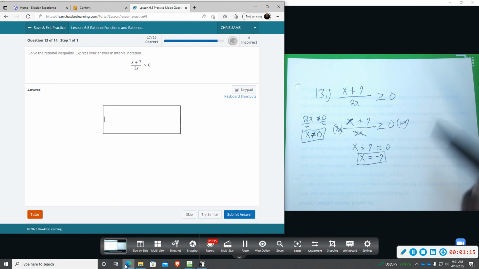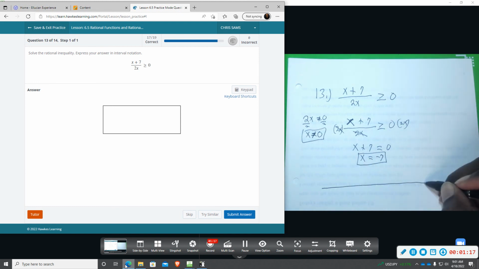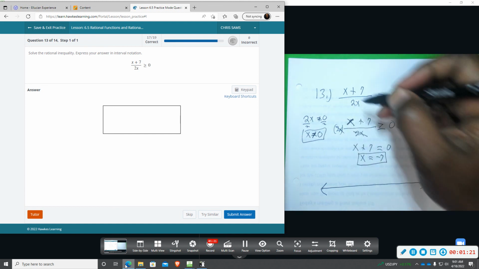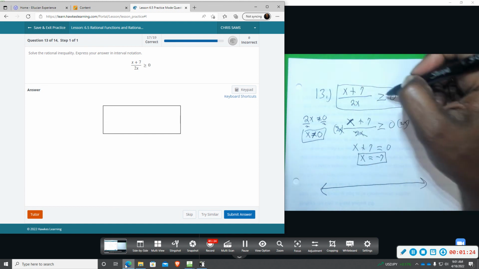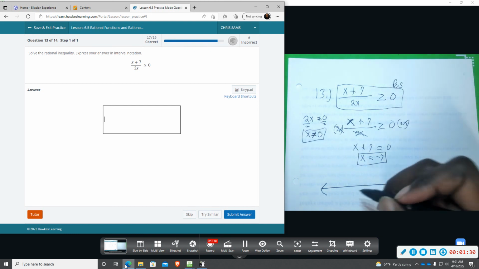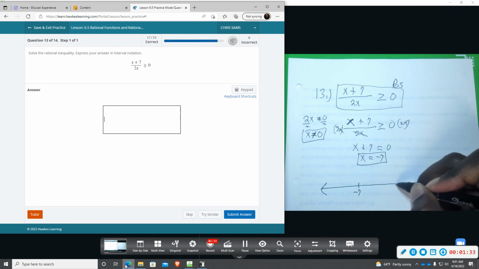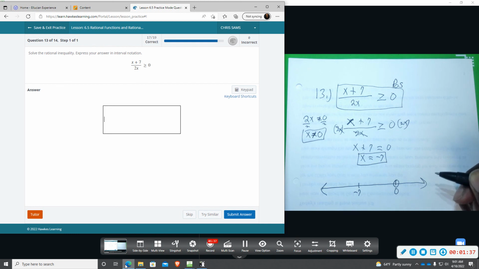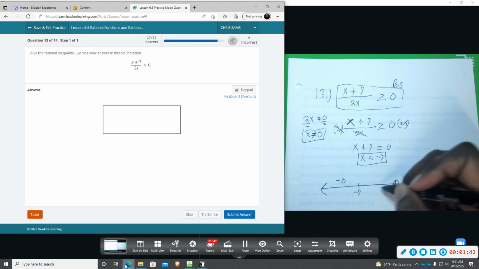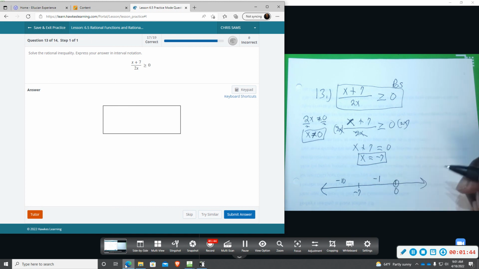We got 0 and negative 7, so I'm going to do a number line. And I'm looking for values that make this expression greater than or equal to 0. Greater than meaning positive, so I'm looking for positive answers. And our two critical values are negative 7 and 0. Cannot use 0. And then I'm going to pick a number over here. Let's just say negative 10. Between these two, let's say negative 1. And then on the other side of here, we can do 1.